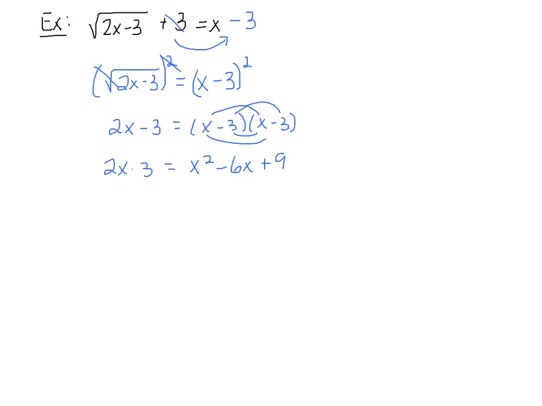Now, in order to solve a quadratic, remember we have to get everything on the same side. So we're going to subtract the 2x to bring it over here. We're also going to add 3 to get it over there. So on the left side we have 0, and it equals x squared minus 8x plus 12.